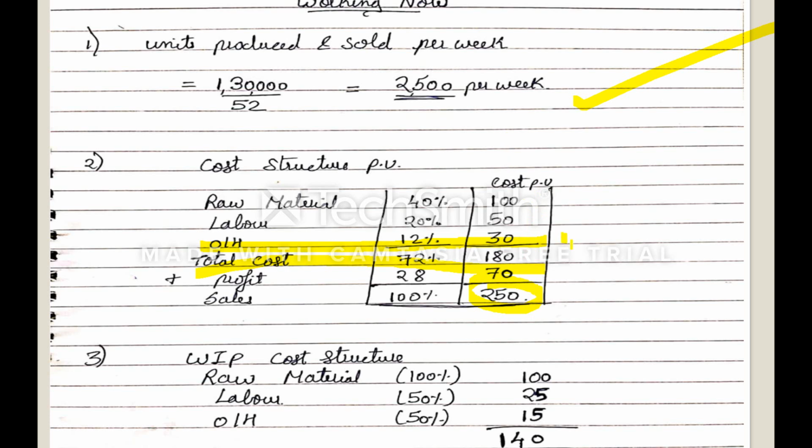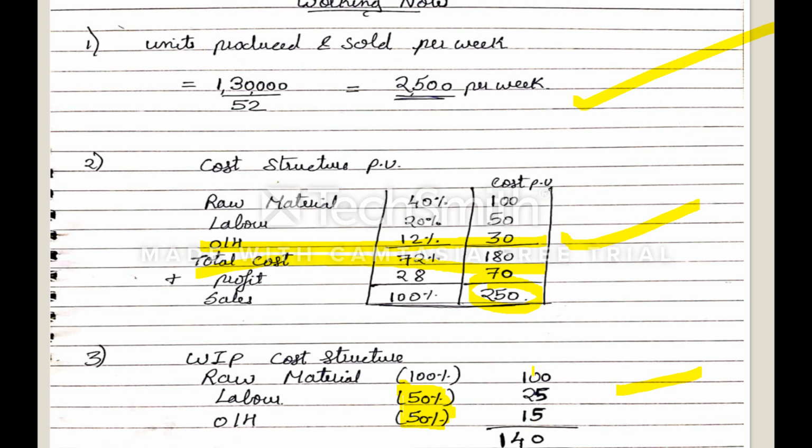Once I'm done with the cost per unit, concentrate on the third working note, that is WIP cost. For WIP, do remember, labor is taken at 50% and overhead is taken at 50%. Raw material should be taken at 100%. So raw material cost per unit was how much? 100. 100% comes to the same. Labor 50%. How much was the original? 50. Its half, 50%, is 25. Overheads how much was it? 30. Its 50%, that is half, which is 15. So add all three, that comes to 140.